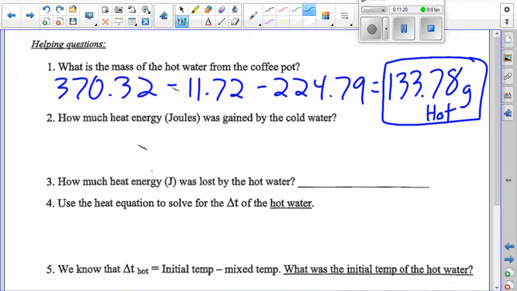All right. Next is asking me for the heat energy in joules of cold water. I'm going to be very careful about my units. Joules, that's asking me for a Q. So I want the Q of the cold. Q is equal to what? What's the equation again? Q is equal to MC delta T. So if I want the Q of the cold, I need the mass of the cold, the C of the cold, the delta T of the cold. Okay? Barrick's cold water had a mass of 224.79.